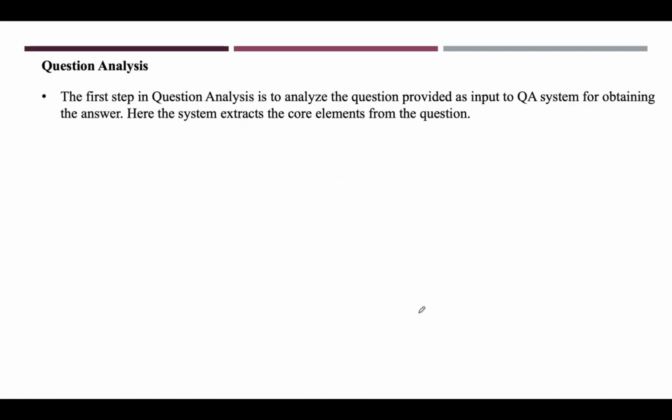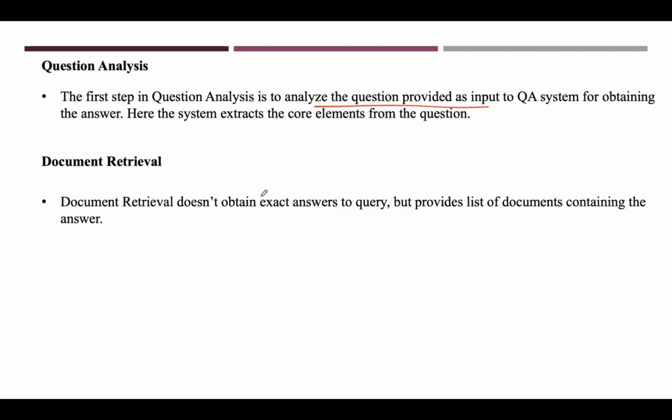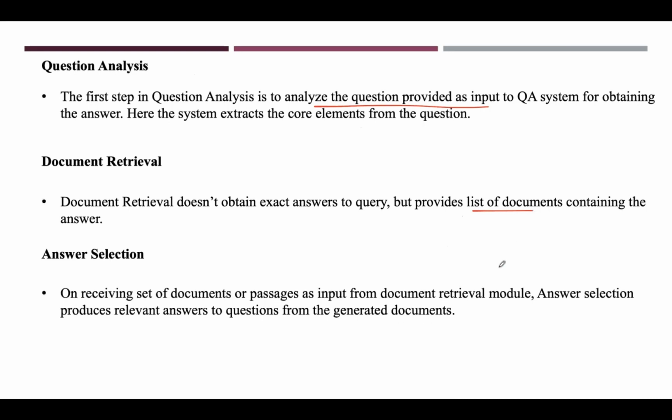So these are the things which we discussed just now. The question analysis phase analyzes the question provided as input. The document retrieval phase does not obtain the exact answer; rather, it provides a list of documents containing the answer. And the answer selection phase produces a relevant answer to the question from documents which are generated by the document retrieval phase. Then coming to challenges of question answering system, the first one is ambiguity resolution.